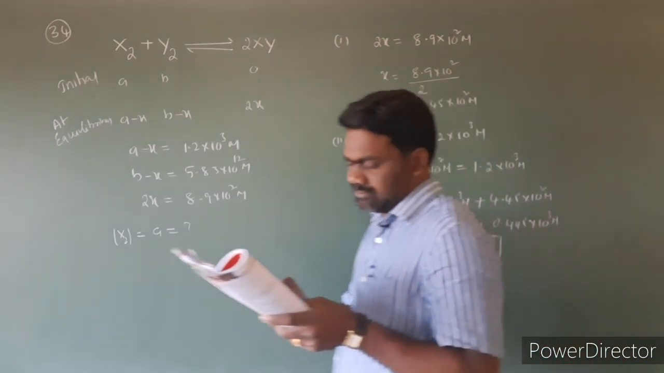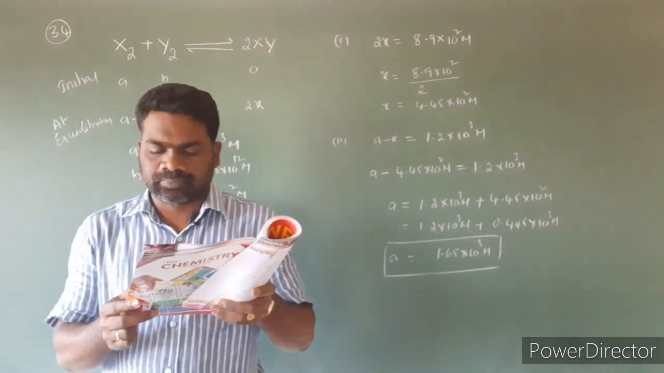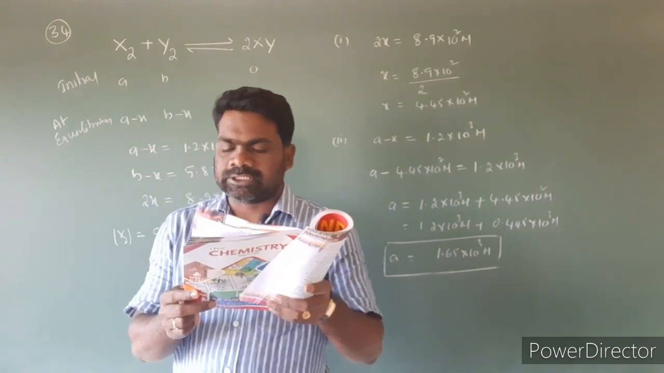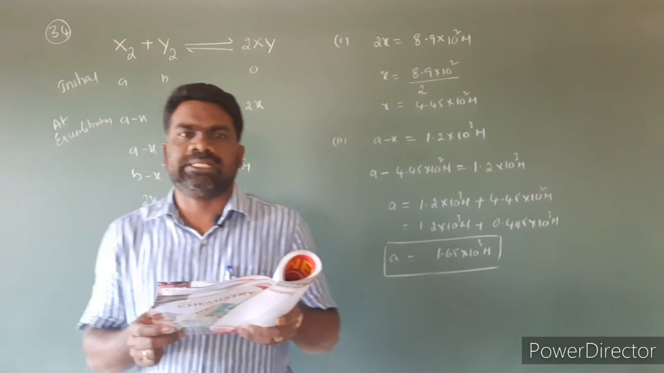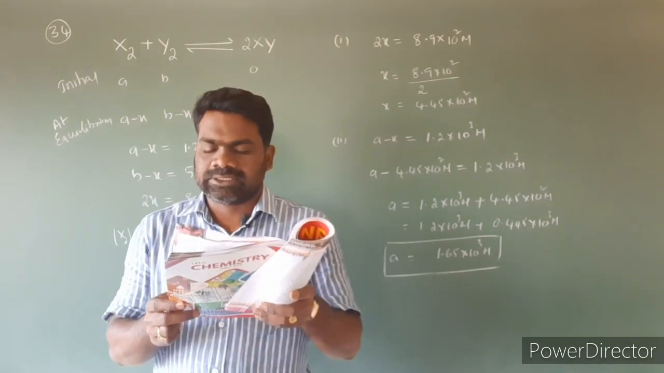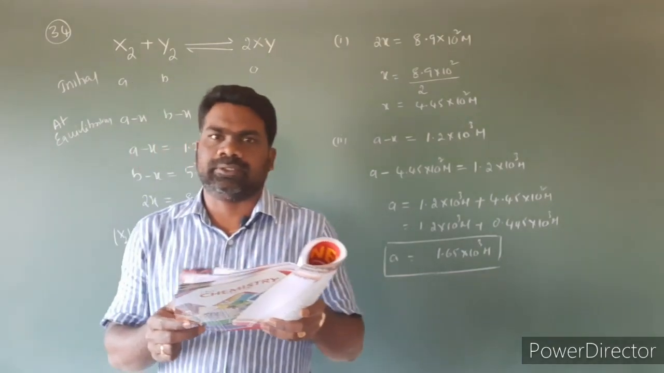So look at the options. First option 8.83 into 10 power minus 1 m. Second option 1.65 into 10 power 3 m. So question number 34, the second option is correct. Question number 34, the second option 1.65 into 10 power 3 m is the correct option.